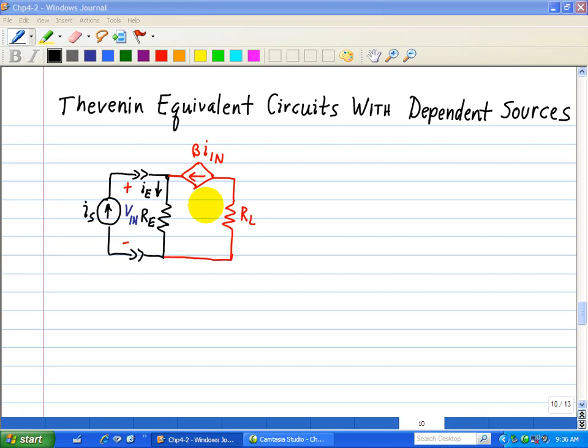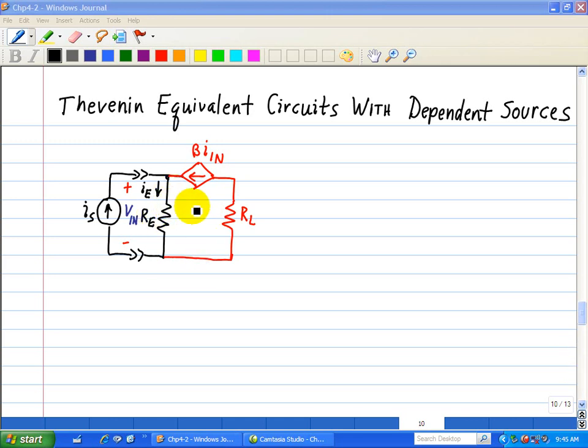Thus, there are two ways of finding an active circuit Thevenin equivalent. We can either find the open circuit voltage and short circuit current at the interface or directly solve for the interface IV relationship. So let's say, for example, we're asked to find the input resistance of the circuit that is shown here.